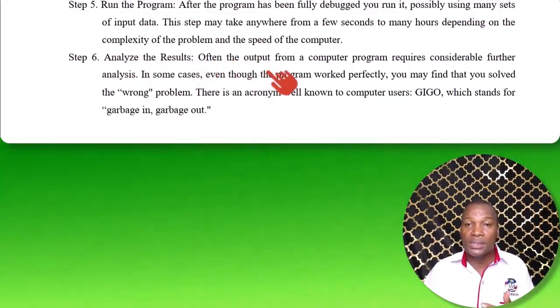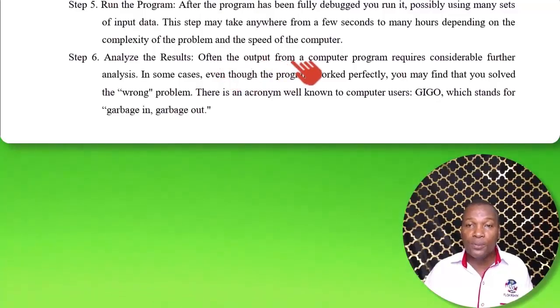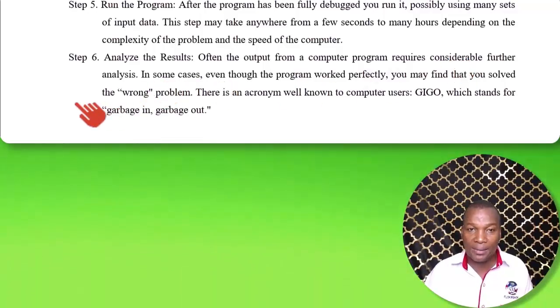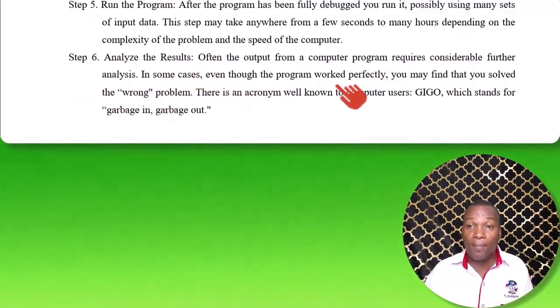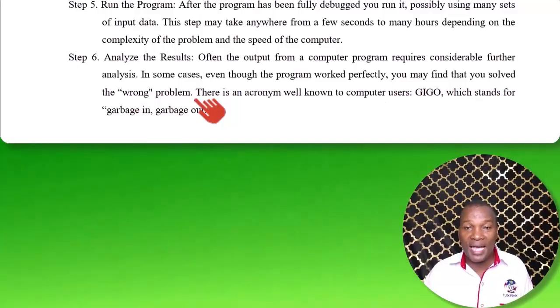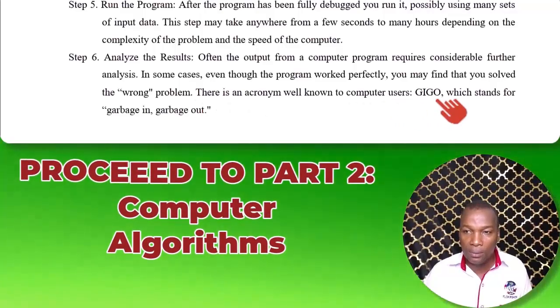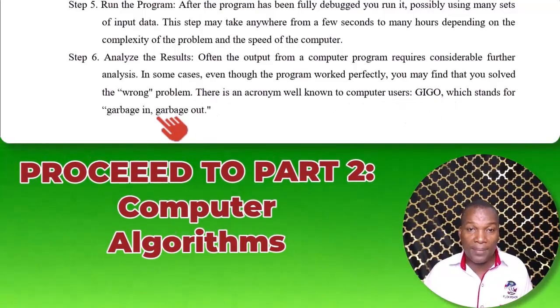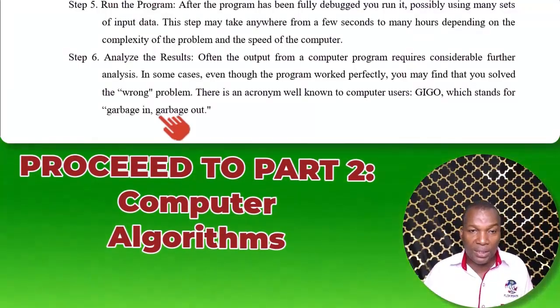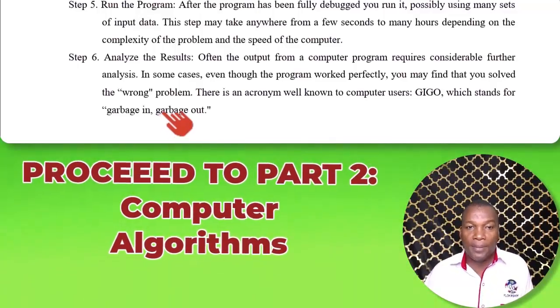Often the output from a computer program requires considerable further analysis. In some cases, even though the program worked perfectly, you may find that you solved the wrong problem. This will be discussed further when we look at logical errors. There is an acronym well known to computer users, GIGO, which stands for garbage in, garbage out. You don't give a computer garbage and expect it to give you otherwise. It will still produce garbage.